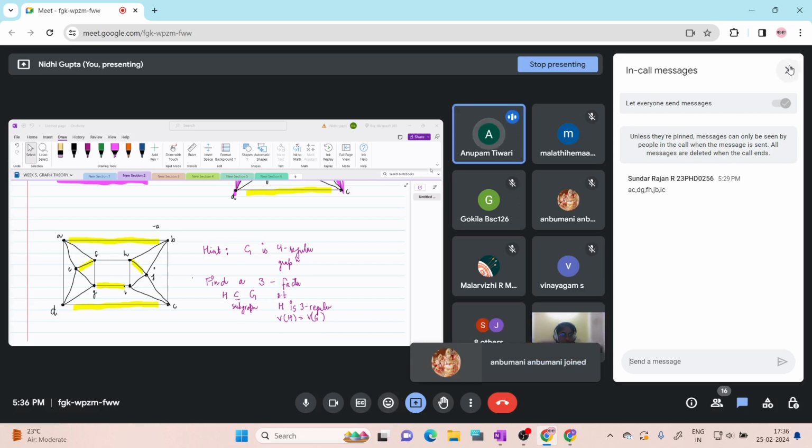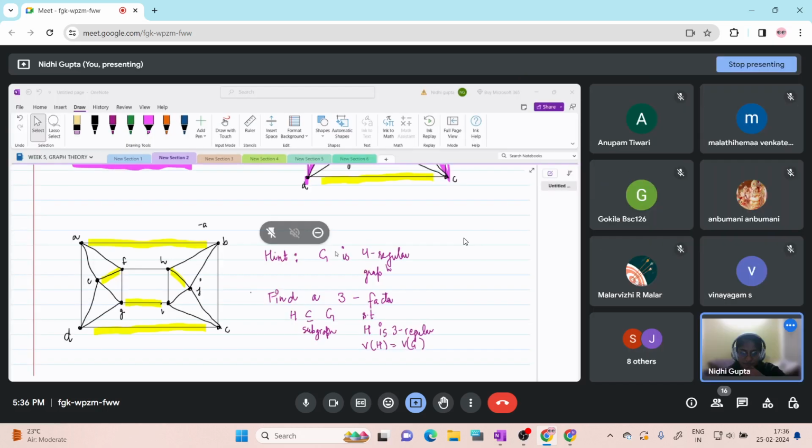Ma'am, it has a three factor. Okay, what is the subgraph then? If it has a three factor, then you have to give it. What is the three factor in this graph? As you said, we have to remove one edge, ma'am. Yes, one edge. So we will remove the AD edge.